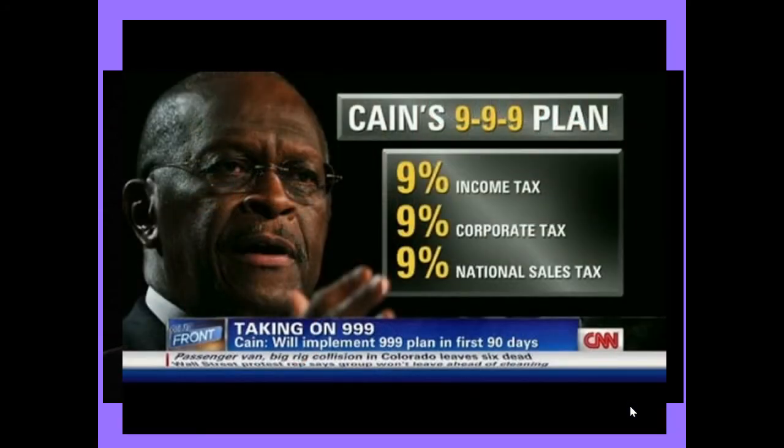Okay. All right, so here's a little pop quiz. In the last couple of presidential elections, taxation has been talked about, and there was this one candidate years ago who thought he had a real solution to fixing our tax system. His plan was called 999. And this was Herman Cain. He was arguing for a 9% income tax, a 9% corporate tax, and a 9% national sales tax.